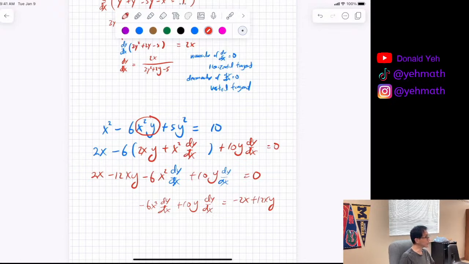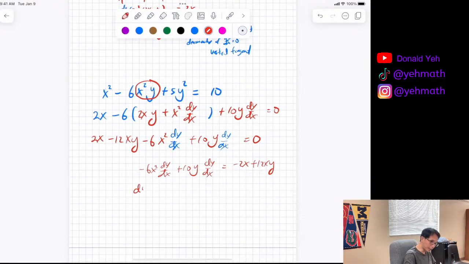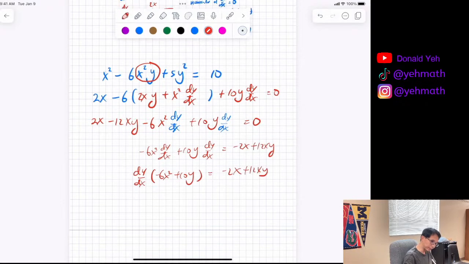Is that okay? I'm going to factor out dy/dx. -6x squared plus 10y is equal to -2x plus 12xy. Then I'm going to set dy/dx equal to (-2x plus 12xy) over (-6x squared plus 10y).